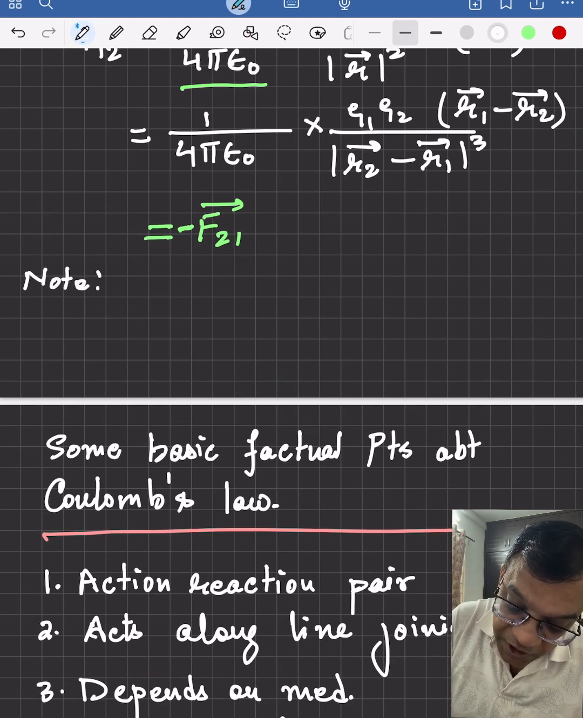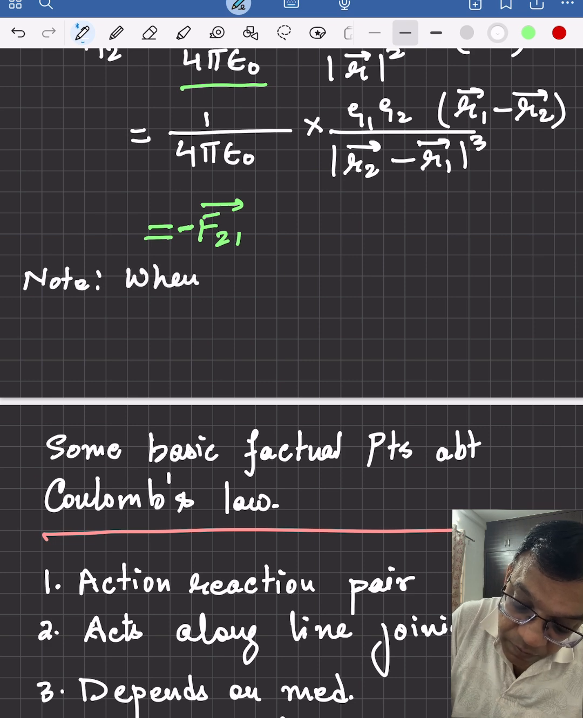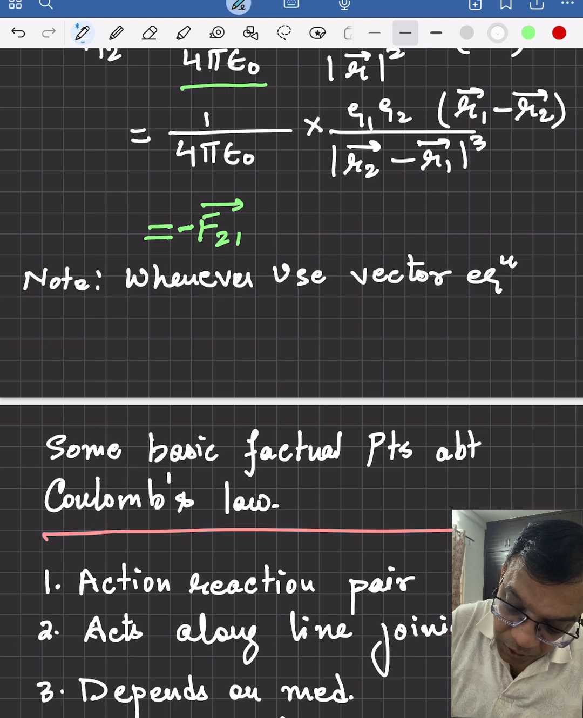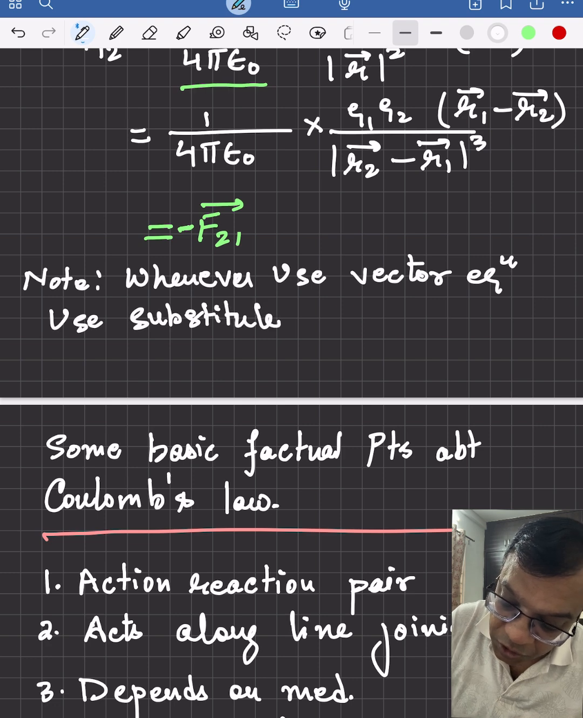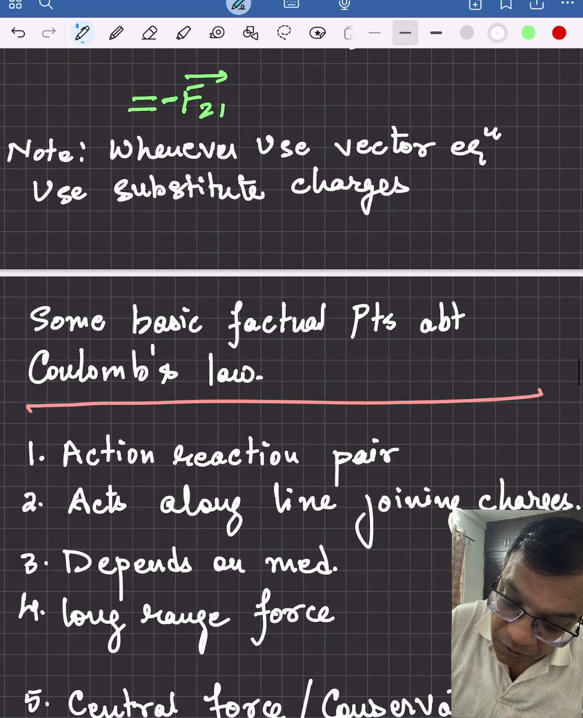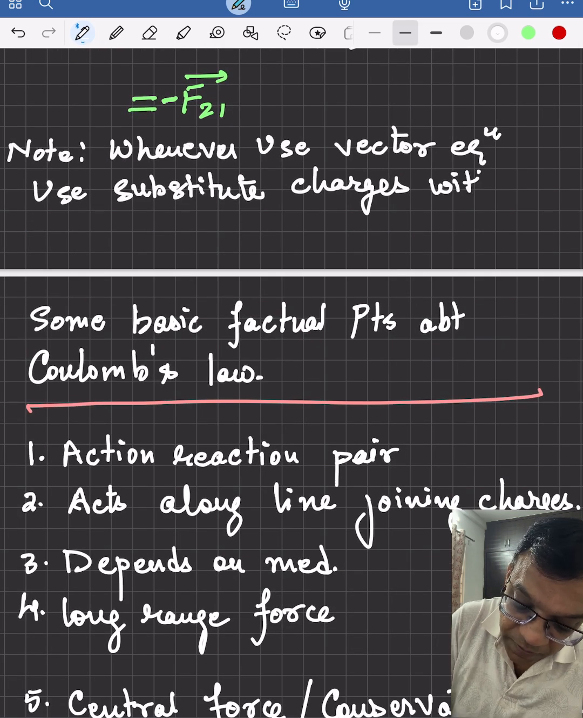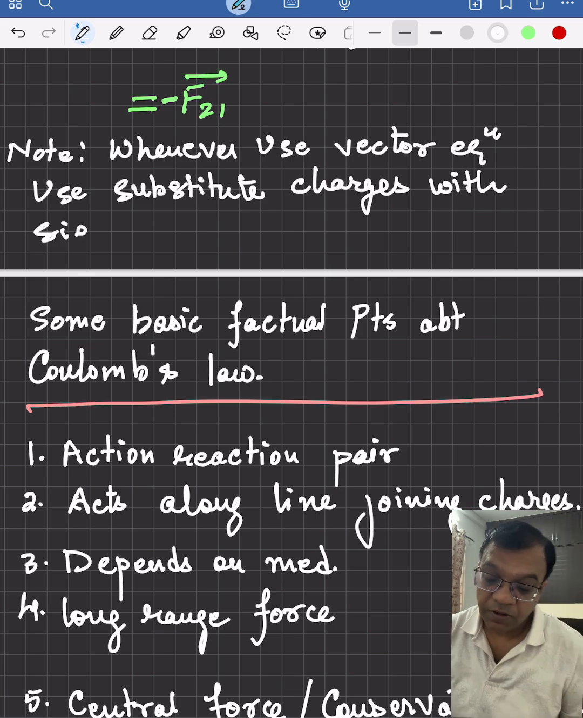Whenever we use vector equations, substitute the charges with sign, right?